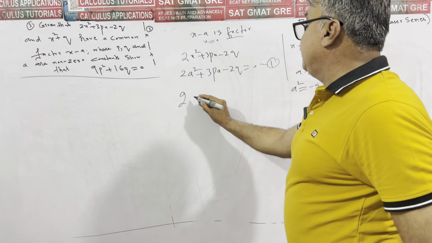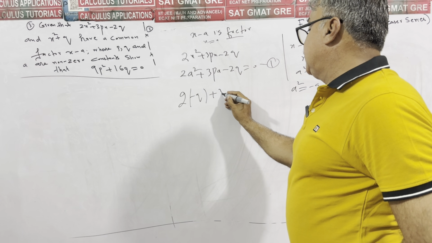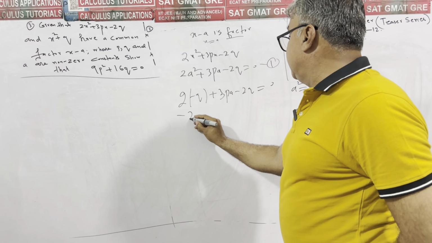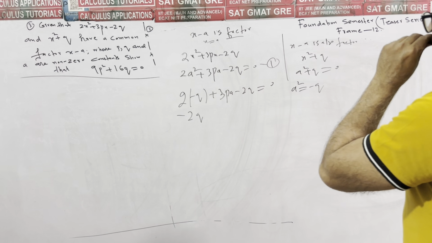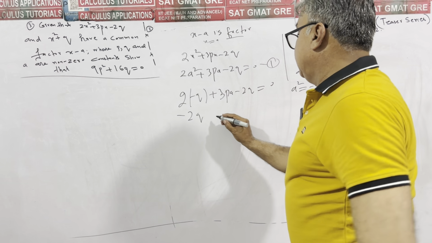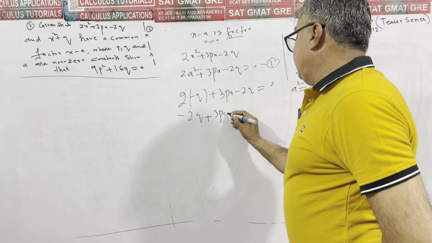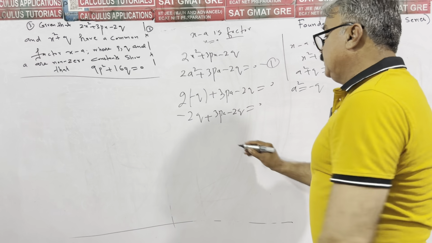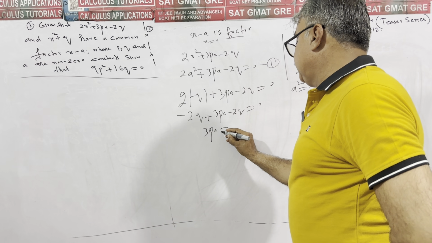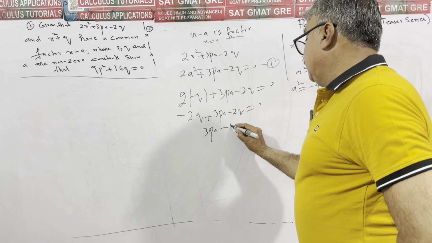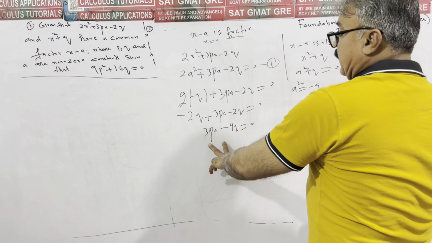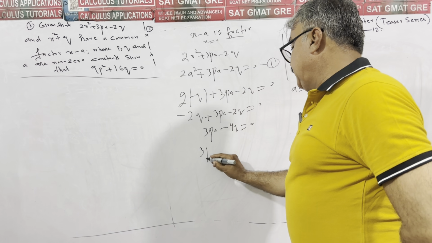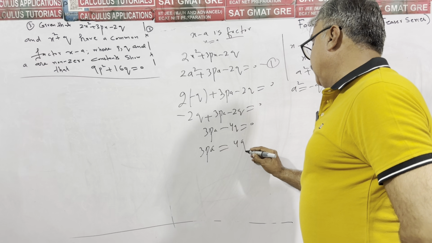Negative 2q plus 3pa minus 2q is equal to 0. Negative 2q and negative 2q will become negative 4q. Okay, our question is taking shape. Shift 4q there: 3pa is equal to 4q.